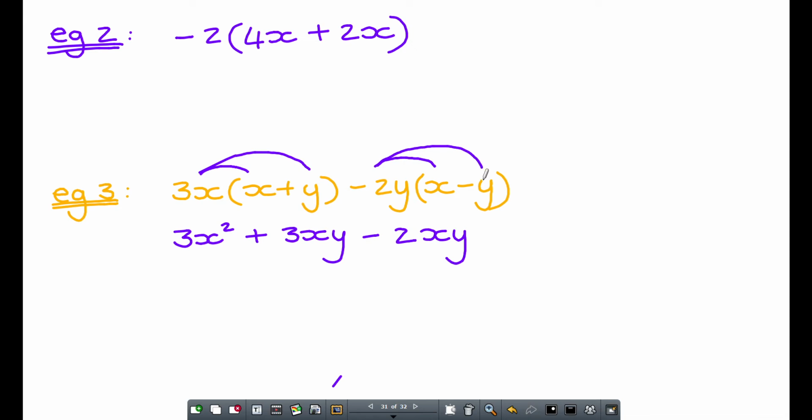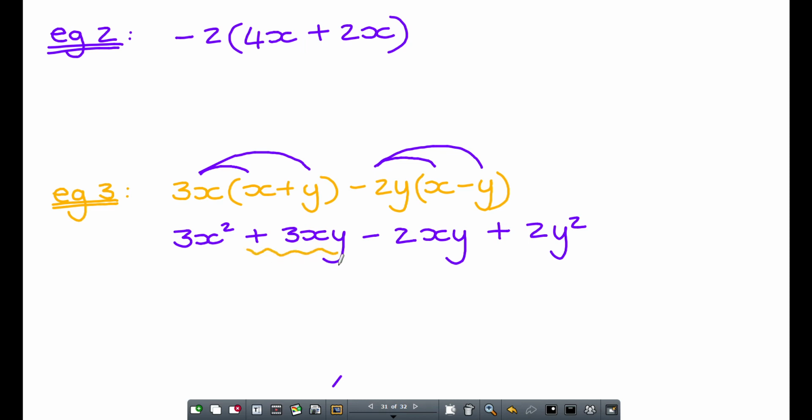Minus 2y times minus y. Remember, you're in grade 9 now. We don't get lost, no? Minus 2y times minus y will give me positive 2y squared. Okay, now we've got to look for like terms.